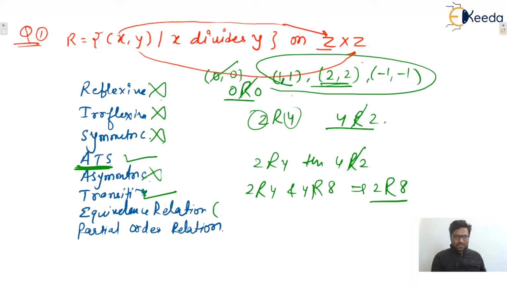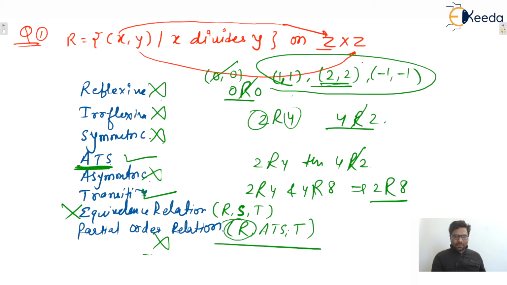Now an equivalence relation is a relation that is reflexive, symmetric and transitive. This is neither reflexive nor symmetric, so that is not an equivalence relation. And this is not reflexive, that's why it is not a partial order, because a partial order relation must be reflexive as well as antisymmetric as well as transitive. But this one is antisymmetric as well as transitive but not reflexive, because of that it is not a partial order relation, isn't it?